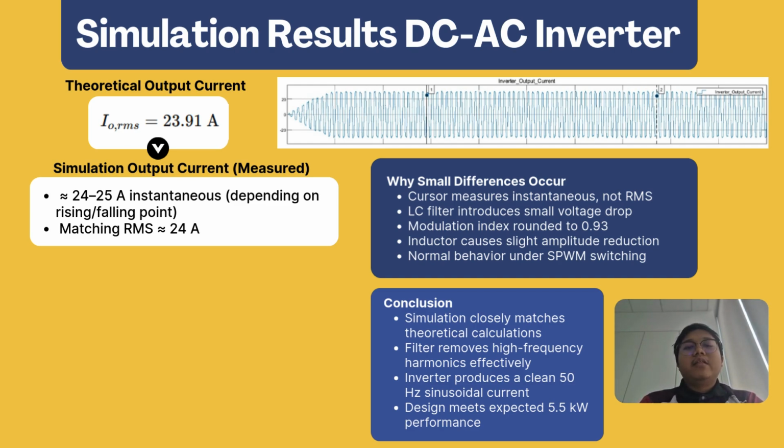The LC filter effectively removed the 20 kHz switching harmonics, and the inverter produced a clean 50 Hz sinusoidal current. This confirmed that our inverter design performed as expected and can reliably deliver the rated 5.5 kilowatts.